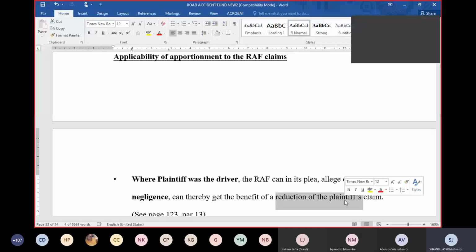If the RAF pleads contributory negligence in the claim where she's there in a representative capacity, if you can recall this morning, what did we say in the case of a minor child? Who is the party before the court? The guardian or the minor child? The minor child. No, the minor child is the party before the court.